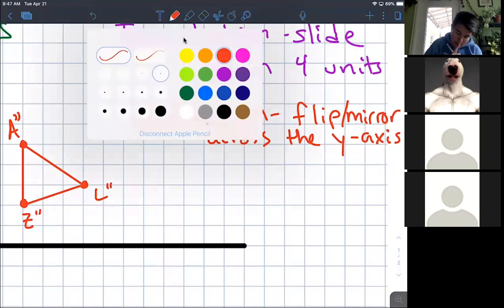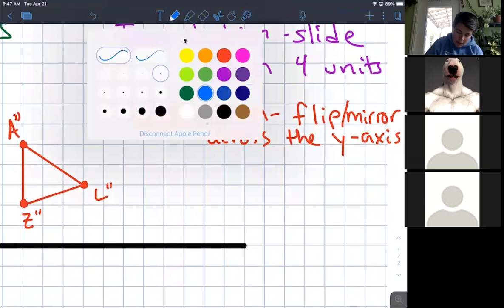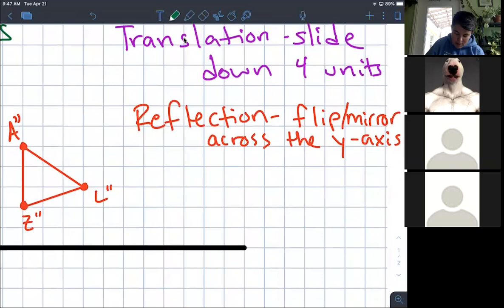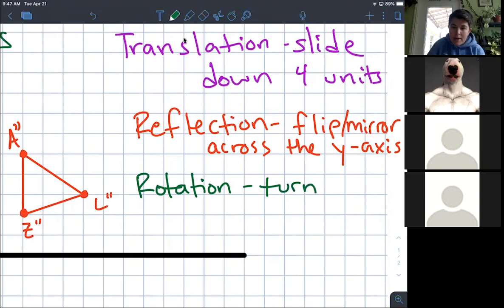Okay, now the last type of transformation. Let's go, blue? Oh, our original was blue. Let's go green. Purple, I already did purple. The translation was purple. Oh, never mind. So many colors. So the last type of transformation is a rotation. And this is just a turn, right? So we're turning our shape around.